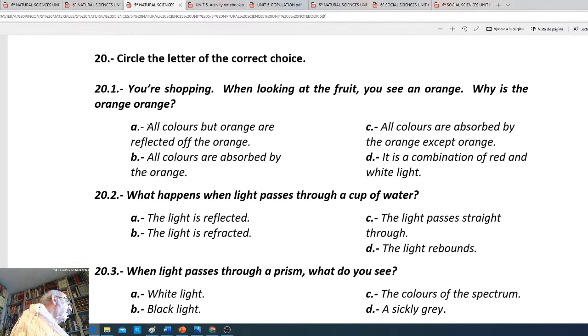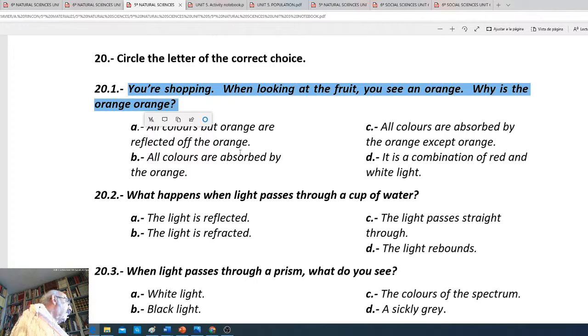You can choose between A, all colors but orange are reflected of the orange. All colors are reflected. Could be B, all colors are absorbed by the orange, all of them. C, all colors are absorbed by the orange except orange. And D is a combination of red and white light. What do you think is the correct answer? Okay, for 21, A, B, C, or D? What do you think?